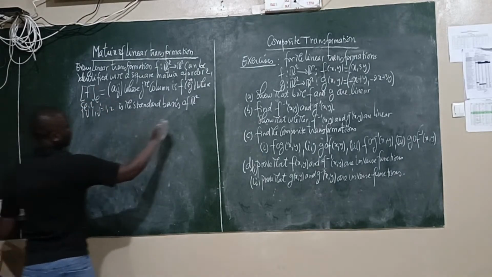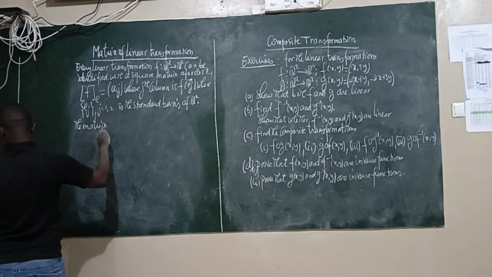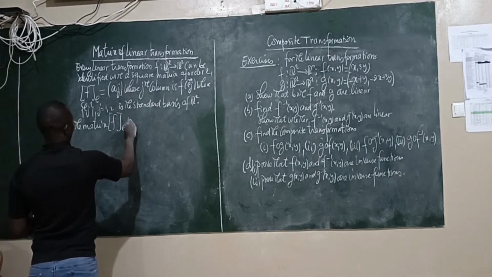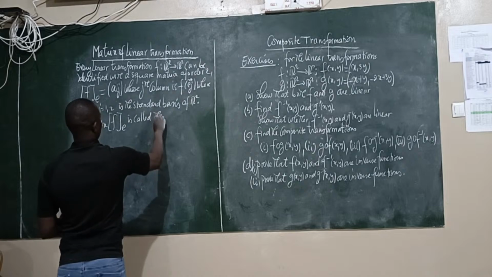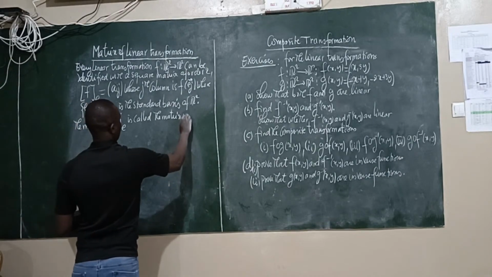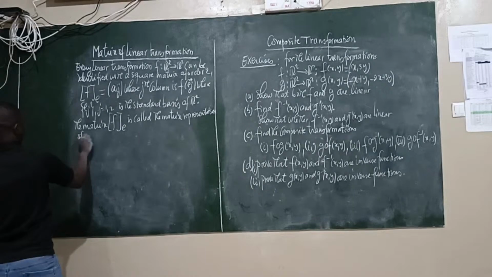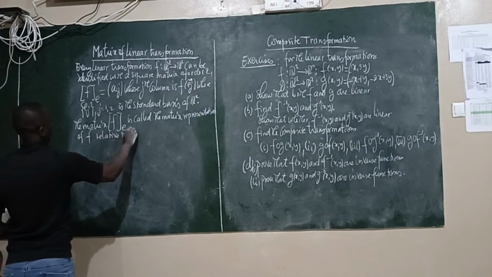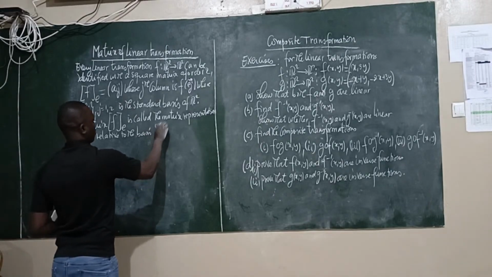And the matrix of F relative to the basis E is called the matrix of linear transformation, the matrix representation of F relative to the basis E.